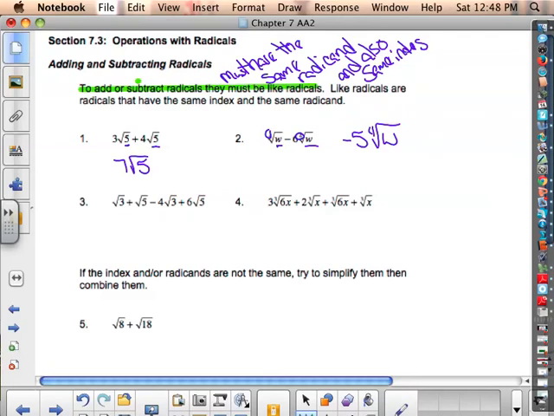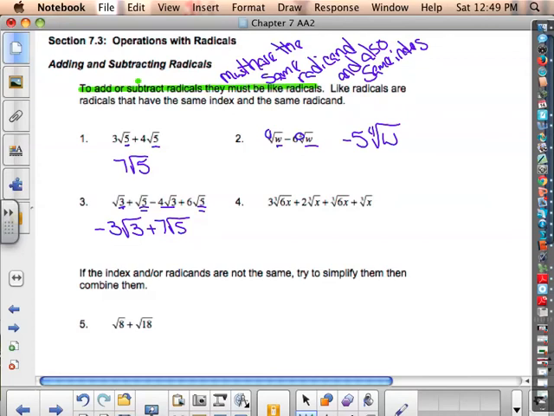In number 3, we can look at those with the same radicands. So I have the square root of 3 and negative 4 times the square root of 3, which will give me negative 3 square root of 3. Then I have the square root of 5 plus 6 times the square root of 5, which will give me 7 square root of 5.